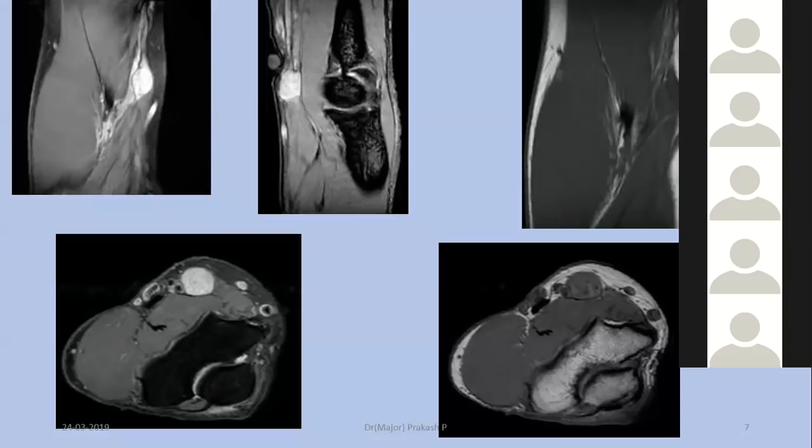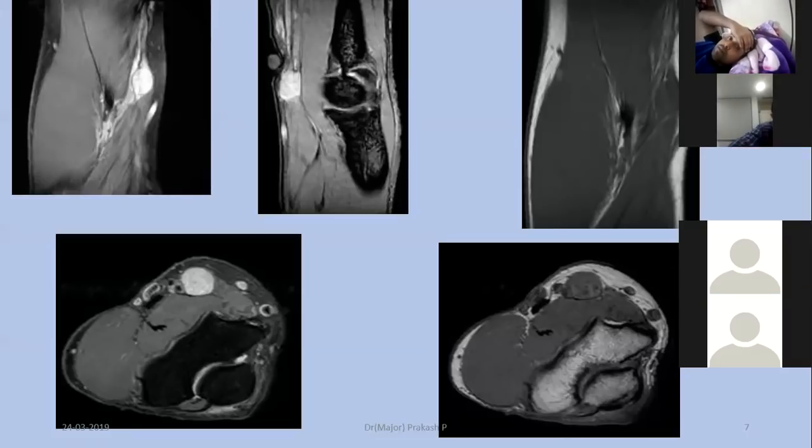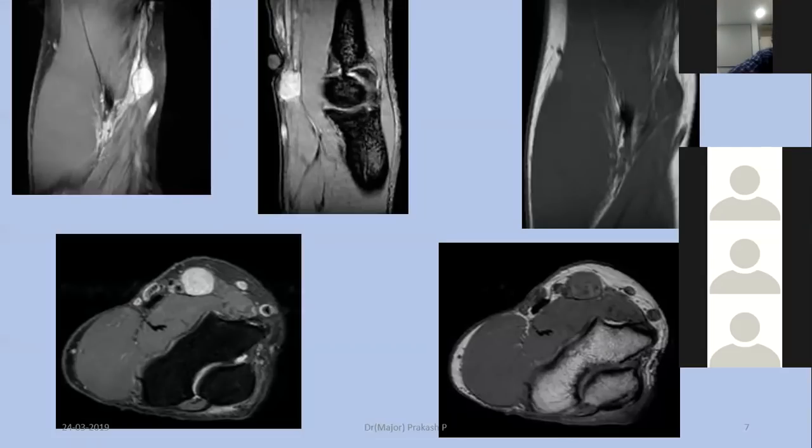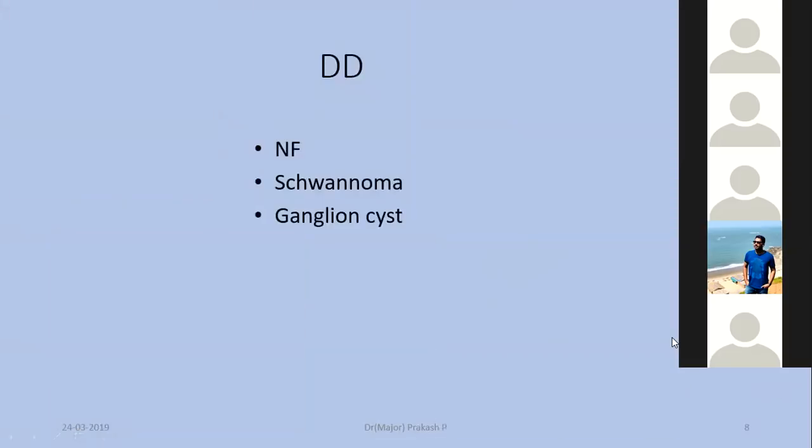Given the background that it is a lesion seen in the antecubital fossa, plus the fact that it has a T2 hyperintensity, T1 iso to hypointensity with probably some cystic areas within, and as we saw in the ultrasound image, a hypoechoic structure at the proximal part of the lesion, the possibility, as many of you have rightly pointed out, is a peripheral nerve sheath tumor.